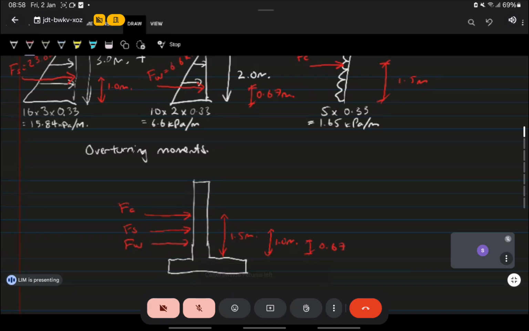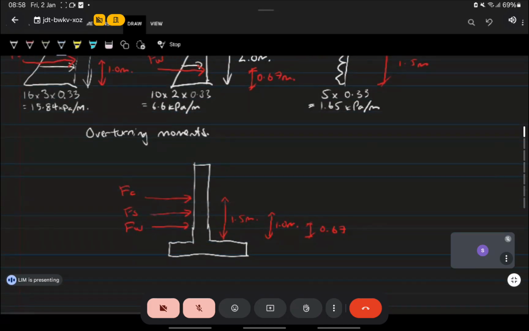You have these three forces pushing on your retaining wall, and it will cause the retaining wall to do two things. It will cause the retaining wall to rotate. It will cause the retaining wall to slide. It will do both things. So now we have to get the moment. How do you calculate the moment? Well, you have your lever arms already.